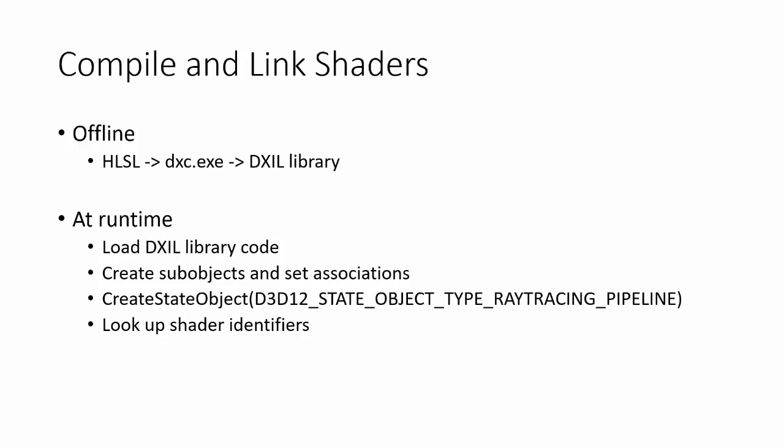And then after you've done that, you can look up shader identifiers. You can ask that state object, give me the shader identifier for my generate rays shader or my closest hit shader. And it will give you back a 32-byte blob for each of those shaders that you ask for. And then that's what you go and put in your shader records to populate your shader tables.